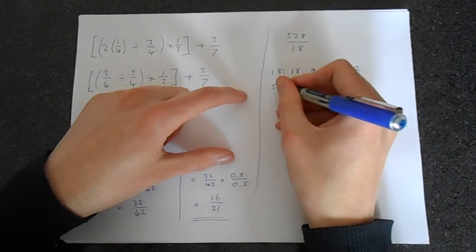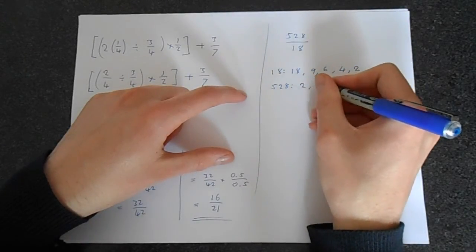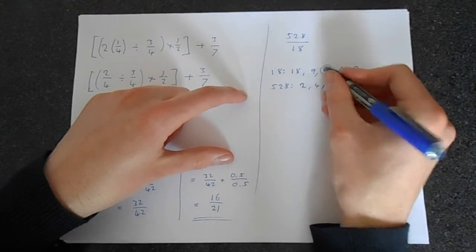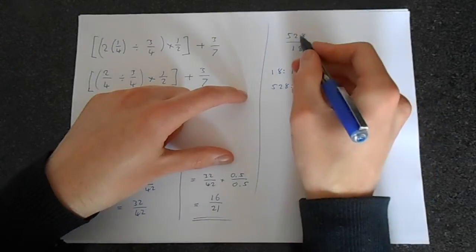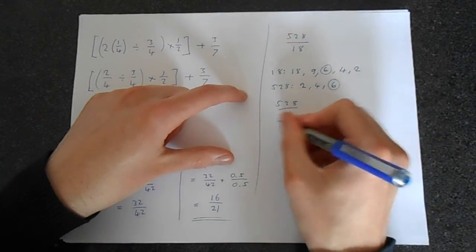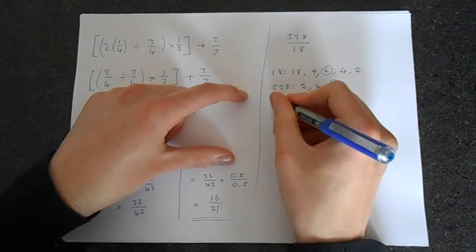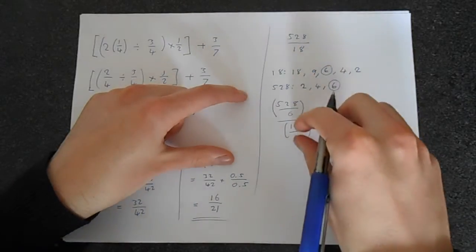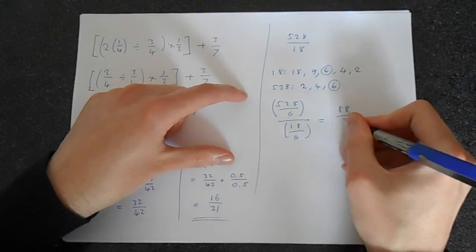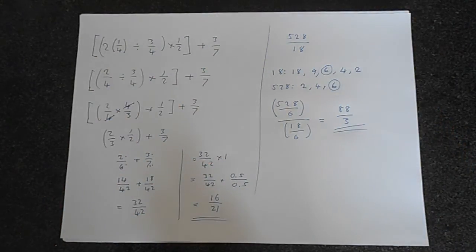Now 528, well, you maybe have to use a calculator, but you can see that it can divide by 2, doesn't divide by 3, but divides by 4, divides by 6. We've got 6 here, 6 here. So divide top and bottom by 6, so we do 528 divided by 6, over 18 divided by 6. I put brackets in, so this looks scary, but it's not. It's just do this, and you're left with the fraction 88 over 3. And so that concludes our look at fractions.